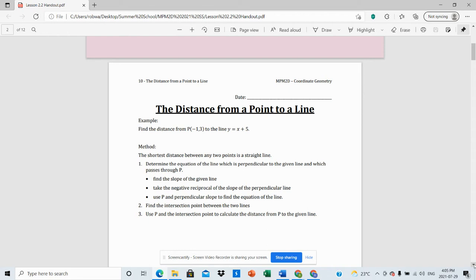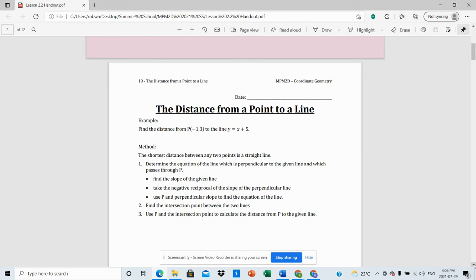So, our example: find the distance from a point to a line. We know that the shortest distance between any 2 points is a straight line. So here's what we're going to do. We're going to determine the equation of the line which is perpendicular to the given line and which passes through point P. Now, we're going to find the slope of the given line.